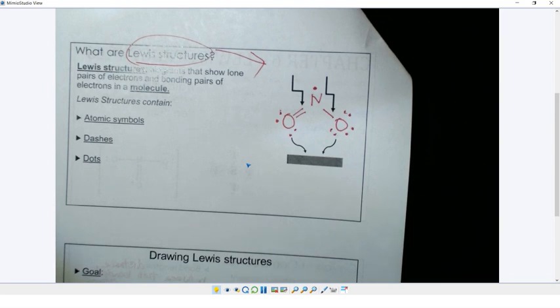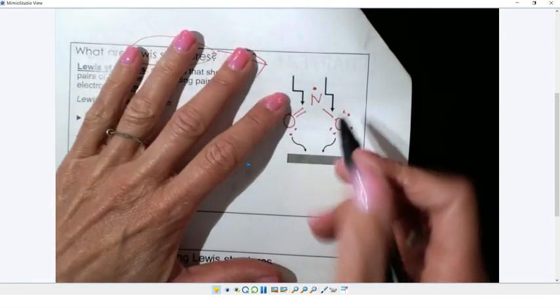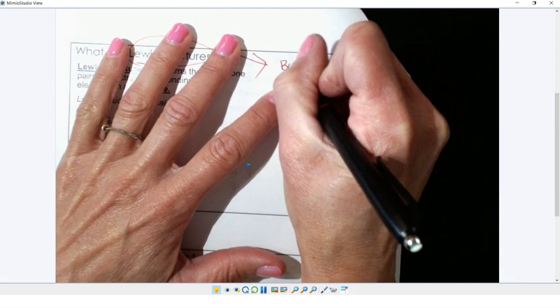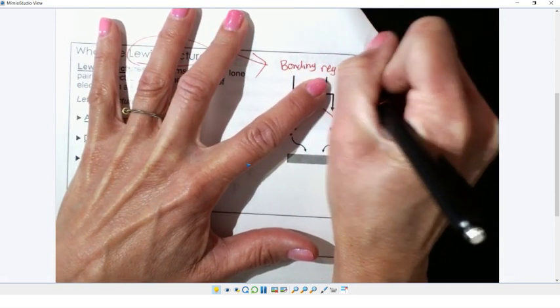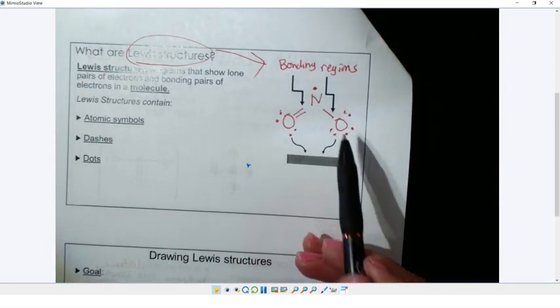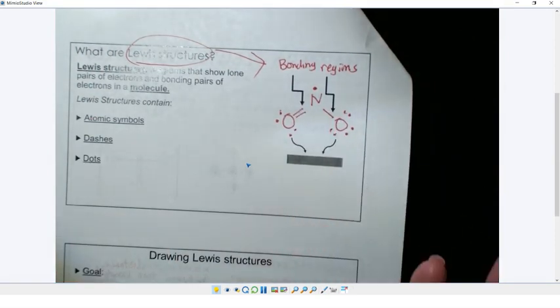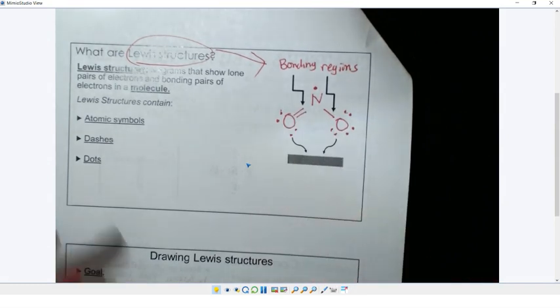So first off, these right here are called bonding regions. This double bond, this single bond, they're considered bonding regions. You've got two atoms that are bonded together with some sort of covalent bond, a single or a double or a triple bond. So we call these bonding regions.